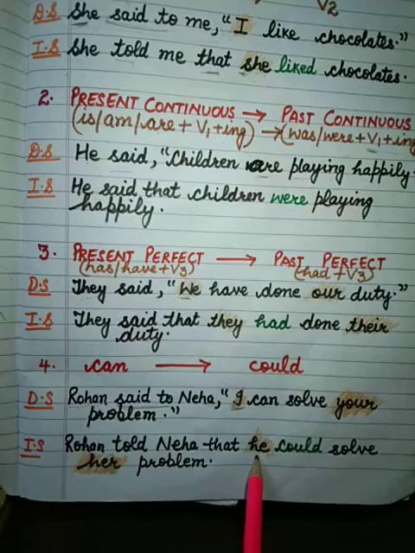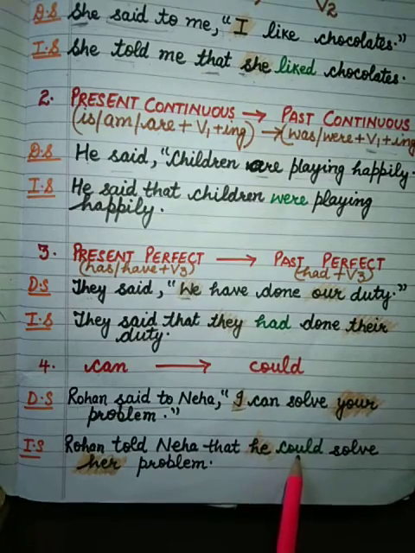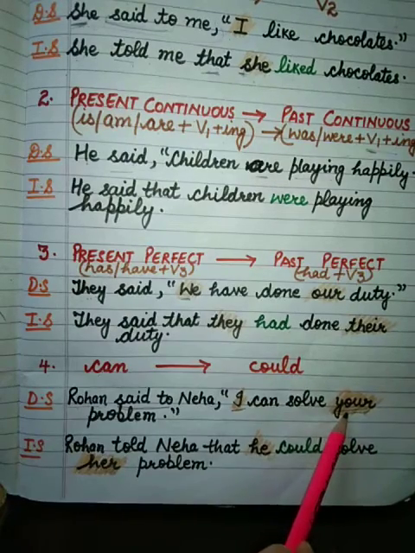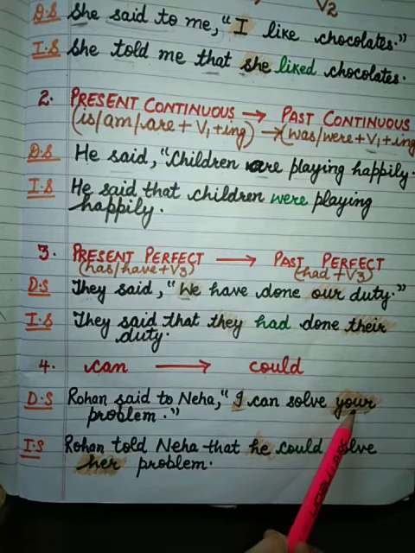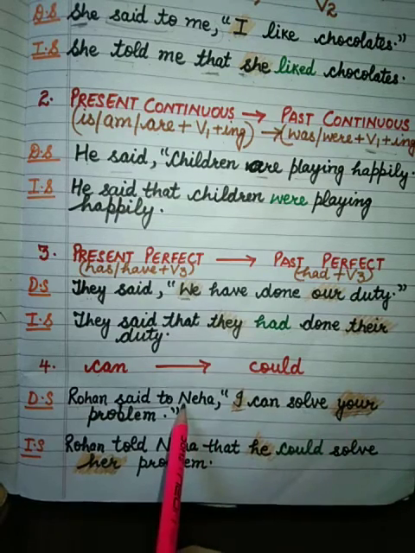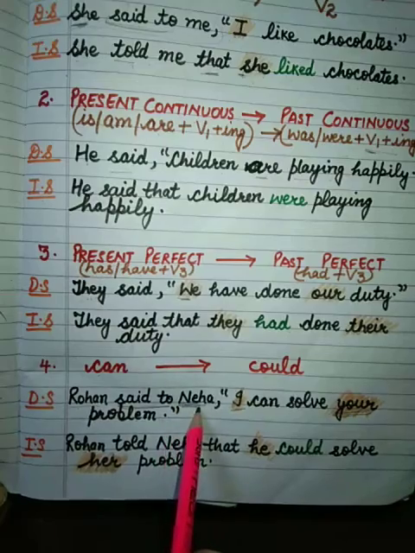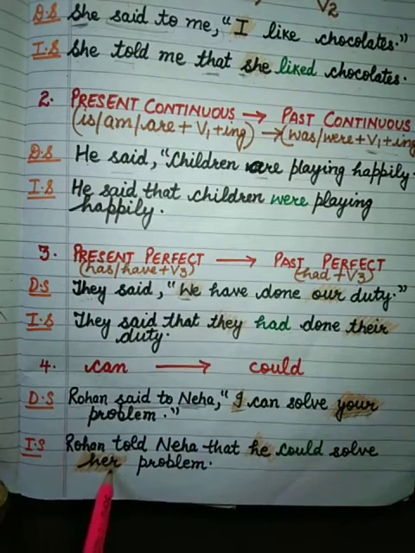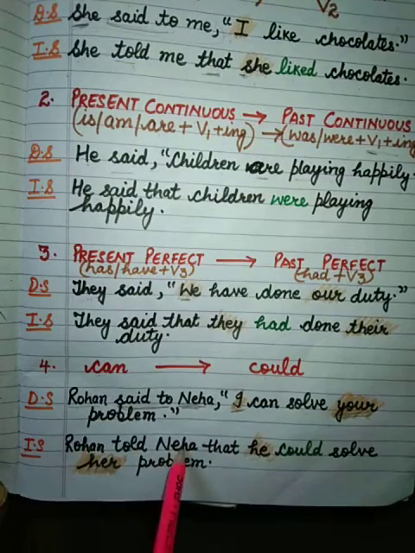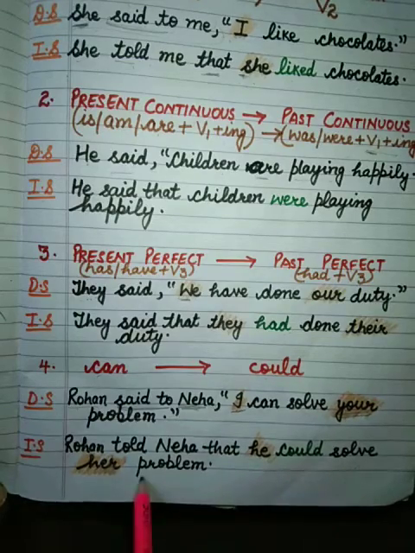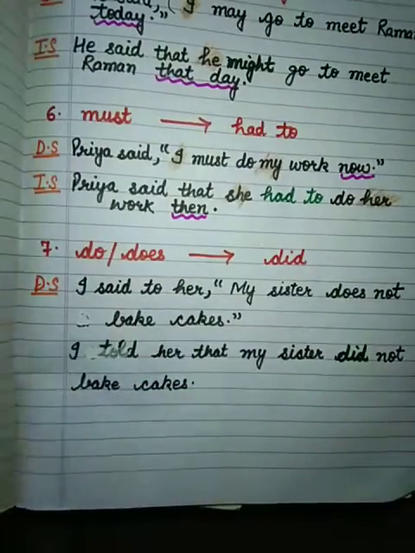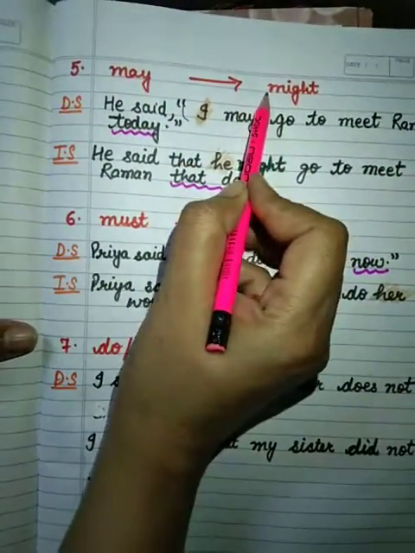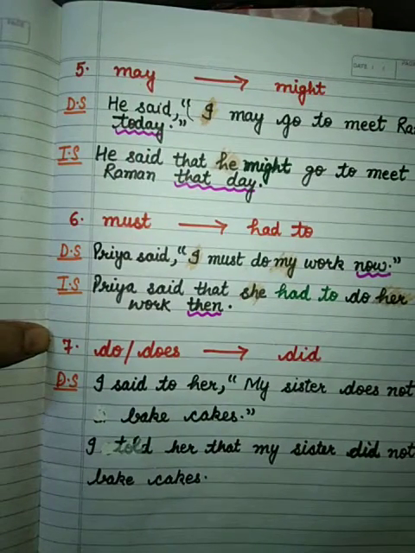Rohan is a boy, we'll use he. He can changes into could. Solve your is second person possessive adjective here. So second person possessive adjective or pronouns, they change according to the object. And who is the object? Neha. Neha is a girl, so we'll use her. Her problem. Rohan told Neha that he could solve her problem. Fine. Now next is may changes to might. May changes into might.